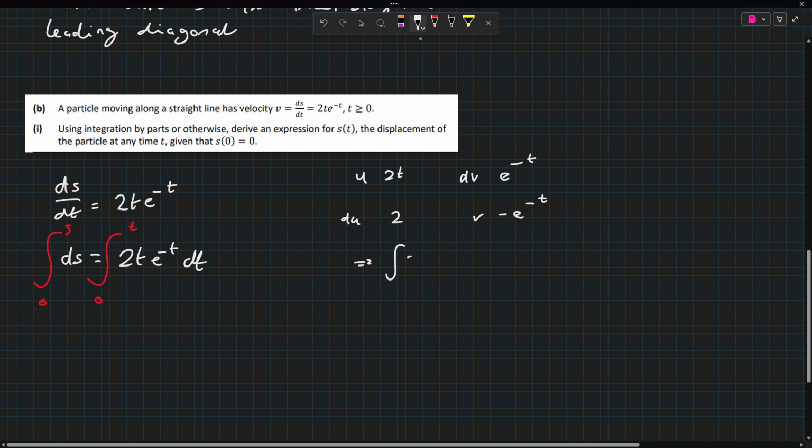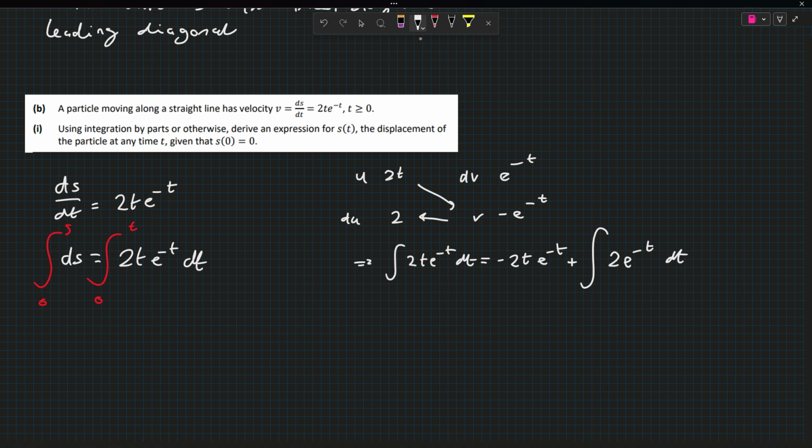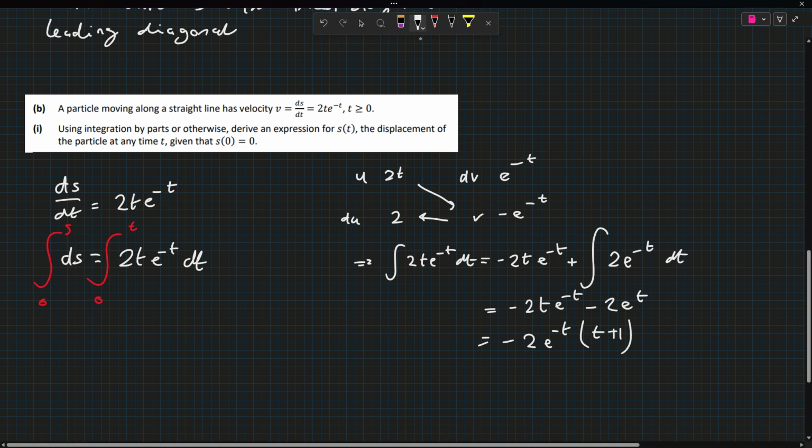Now we can say that the integral of 2t e to the minus t dt is u times v, so it's minus 2t e to the minus t, minus the integral of v times du. Now, because this is a minus and a minus, I'm going to bring it out. So we just have 2e to the minus t in here, dt. Integrating this, we just bring the minus sign down. So that's minus 2t e to the minus t minus 2e to the minus t. Now, we can actually factor out a minus 2e to the minus t, and we get t plus 1. And that's our integral.